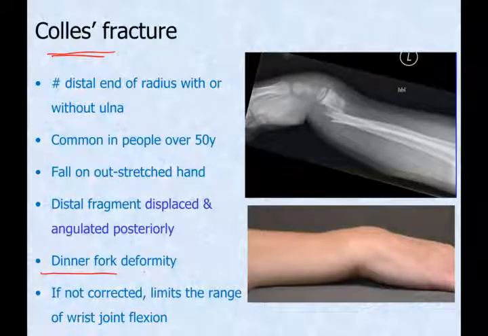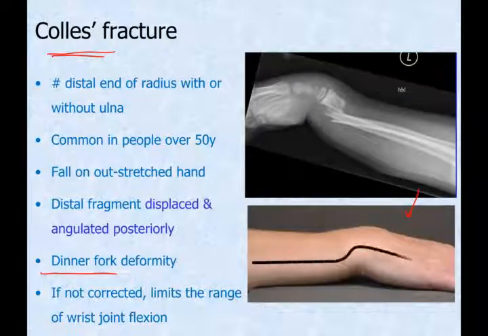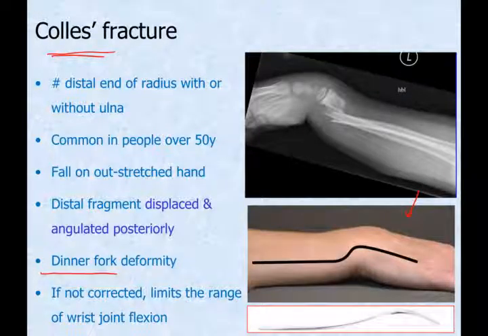Why? If you ask the person to keep the forearm and the hand on a flat surface like a table, as you see in this case, it's the shape of a dinner fork. So it comes like this and like this. That is called dinner fork deformity. If you don't correct it, it limits the flexion.